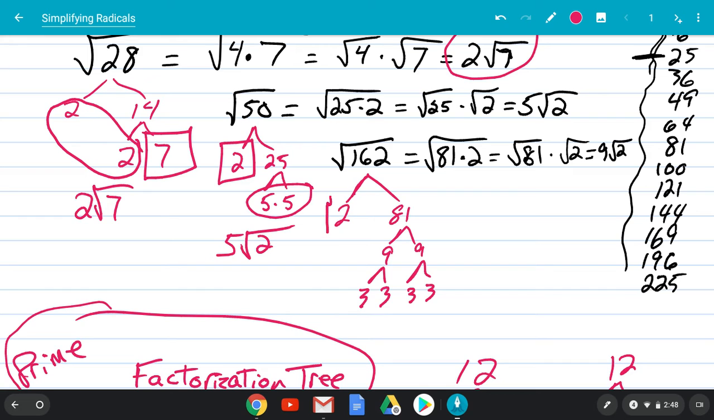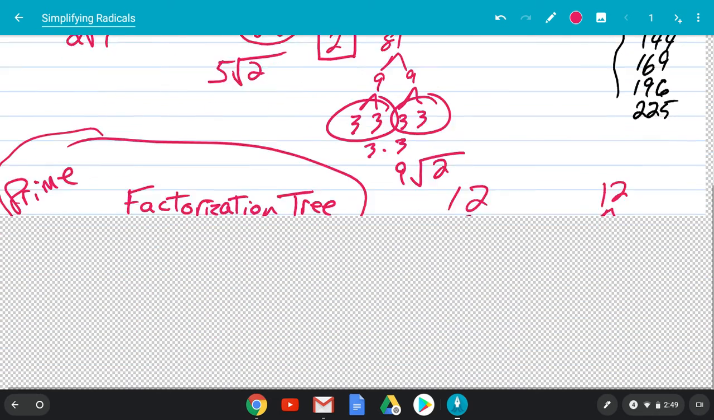So this 2 over here is by itself, and I've got a 3 here and a 3 here. So that's a 3 times a 3, which is a 9 square root of 2. And notice that's the same thing I had right there. So there are your 2 methods of simplifying radicals. And that's just with numbers.